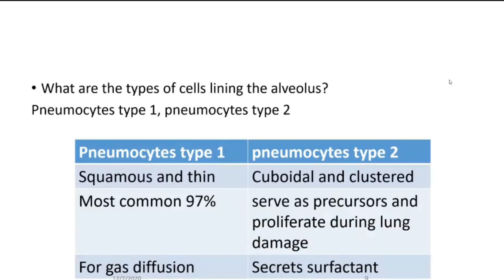The pneumocytes type 2 are cuboidal and found in clusters. They are precursors for other cells during injury, that is, during lung damage. These may be recruited to produce more cells, and they are the producers of the surfactant. If you remember from previous years, what is the importance of the surfactant? Prevention. Yes, it prevents collapse during expiration. Okay.